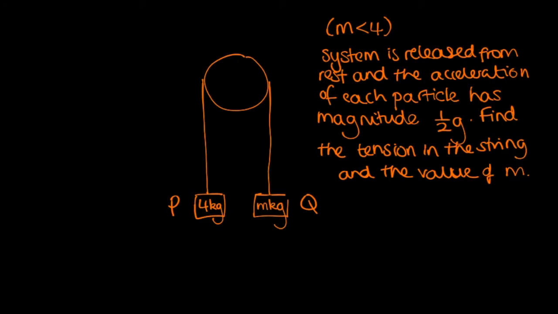So we're going to start by labeling all the forces. The weight of P is 4g, and the weight of Q is mg. We're going to have tension in both ends of the string. And because we know that m is less than 4, P has to be accelerating down, and Q has to be, therefore, accelerating up. Since we know more information about P than we do about Q, let's consider what's happening to P first.